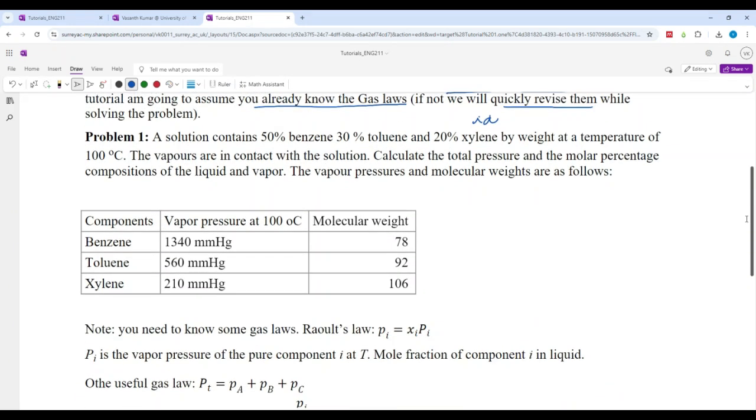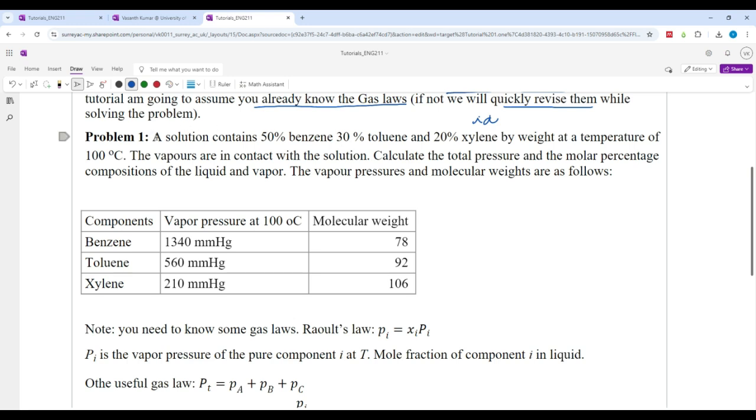So let's solve the first problem. First, I will read the problem. If you read the problem, you almost solve the problem, at least the first 20% of it. All you need to do is read the problem carefully, try to make sense out of it, and take note of the parameters given.